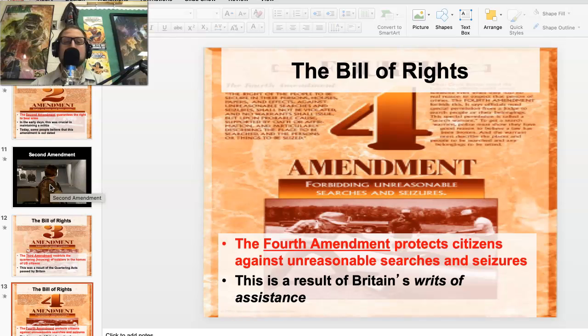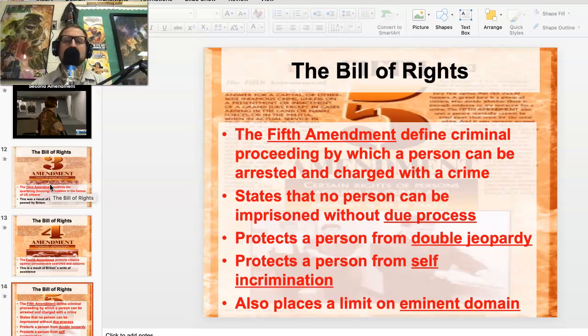They can't take your property without good reason, and they have to have a warrant from a judge to search you. The Fifth Amendment is the most loaded of the first 10 besides the first. So, it protects against self-incrimination. If you're on trial, you don't have to testify against yourself. You don't have to take the stand. You can plead the Fifth. Eminent domain is your right to private property and protection over that property.